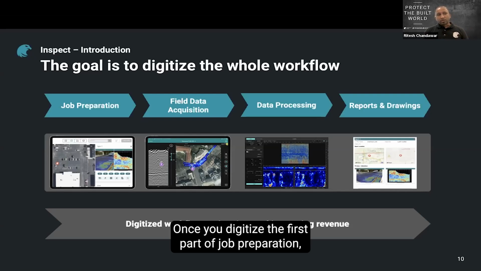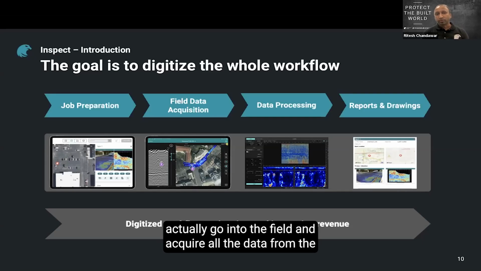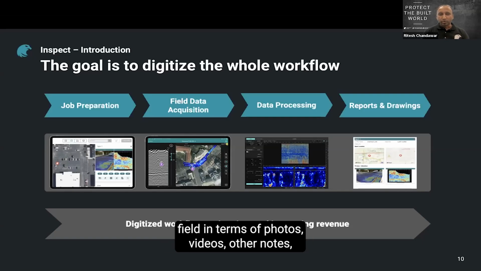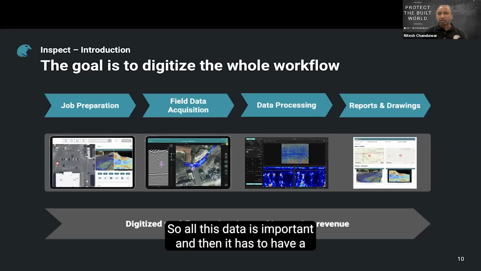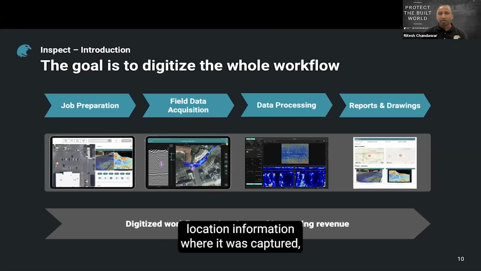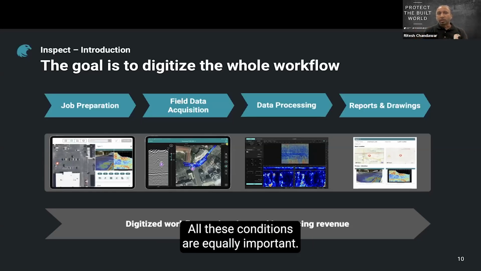Once you digitize the first part, job preparation, the field data acquisition is the important stuff, where you actually go into the field and acquire all the data in terms of photos, videos, and the notes which you will be taking to write down the conditions you are observing on the site, right? So all this data is important, and it has to have location information, where it was captured, when it was captured, and by whom, right? All these conditions are equally important.